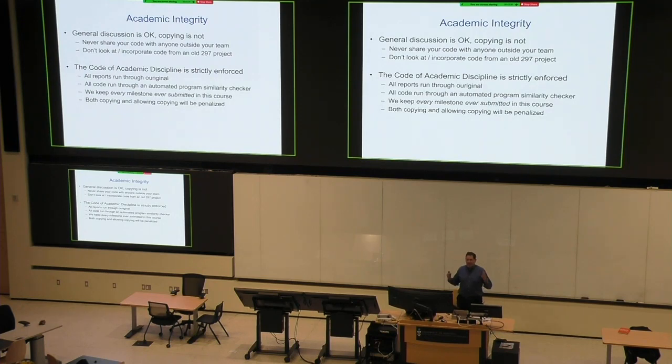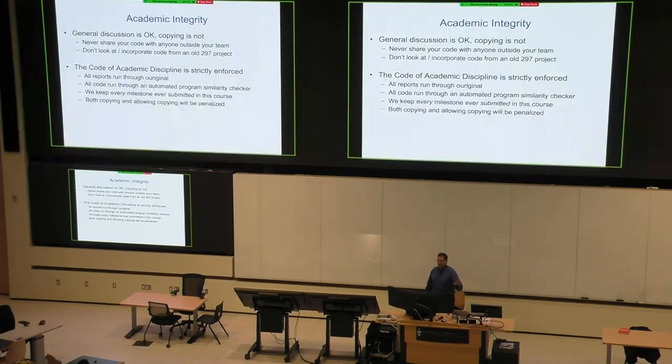Okay, academic integrity. Your whole mark in this course comes from the project and the communication. So academic integrity is even more important in this course than it is in most, because it's very important that people are submitting their own work on all those assignments. Don't share your code with anyone outside your team. Don't look at or incorporate code from some old 297 project that you found online or got from somebody in a prior year.